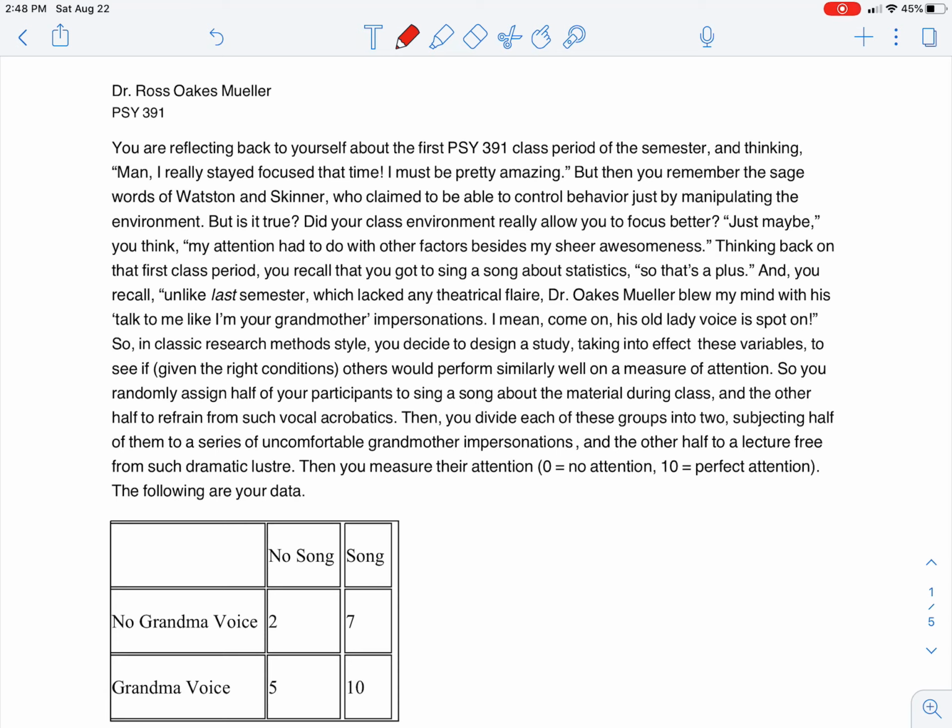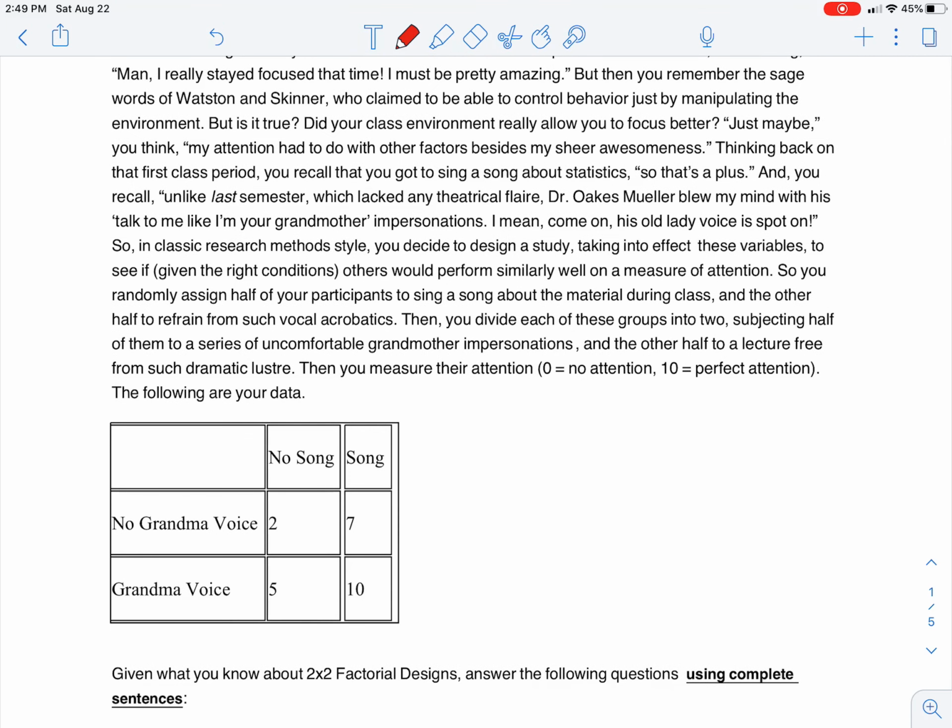So, in classic research method style, you decide to design a study, taking into effect these variables, to see if, given the right conditions, others would perform similarly well on a measure of attention. So you randomly assign half your participants to sing a song about the material during class, and the other half to refrain from these kind of vocal acrobatics. Then you divide each of these groups into two, subjecting half of them to a series of uncomfortable grandmother impersonations, and the other half to a lecture free from such dramatic luster. Then you measure their attention.